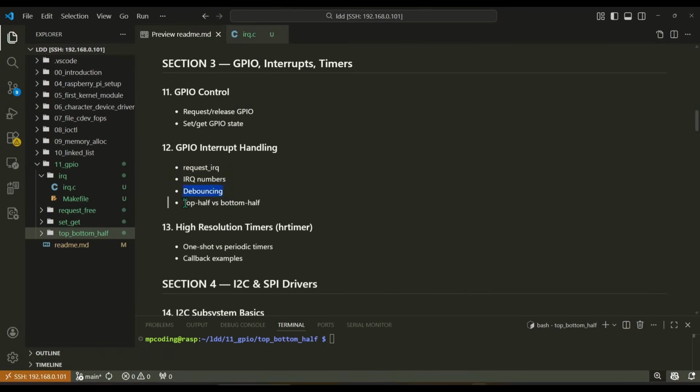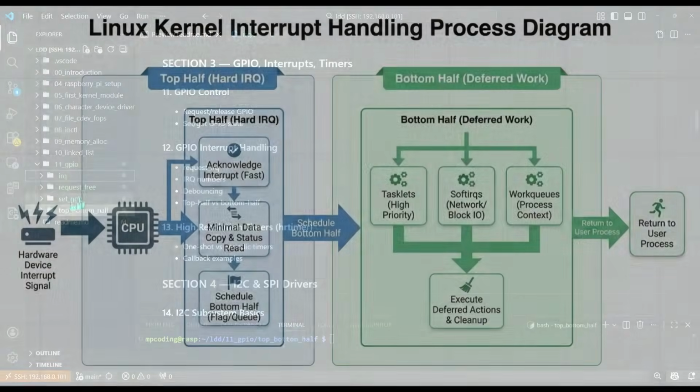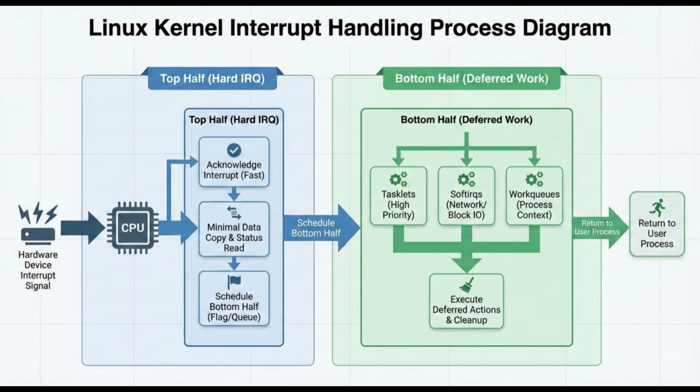We have already covered the debouncing example. Now, let's quickly see how the top half and bottom half work in an interrupt handler. In Linux kernel development, interrupt handling is divided into two parts, the top half and the bottom half. The top half is the interrupt service routine, or ISR. It runs immediately when the interrupt occurs and must execute as quickly as possible. Its job is usually limited to acknowledging the interrupt, saving minimal state, and scheduling further work.